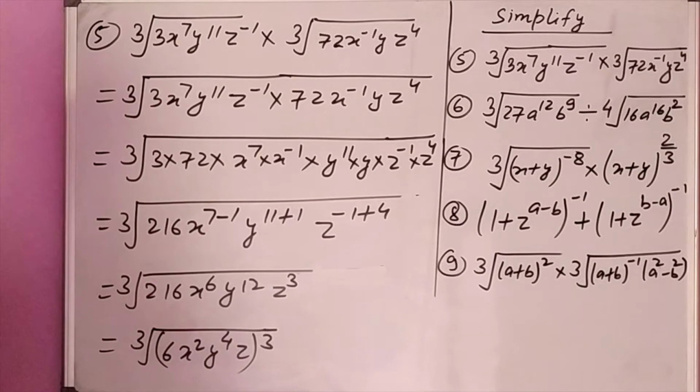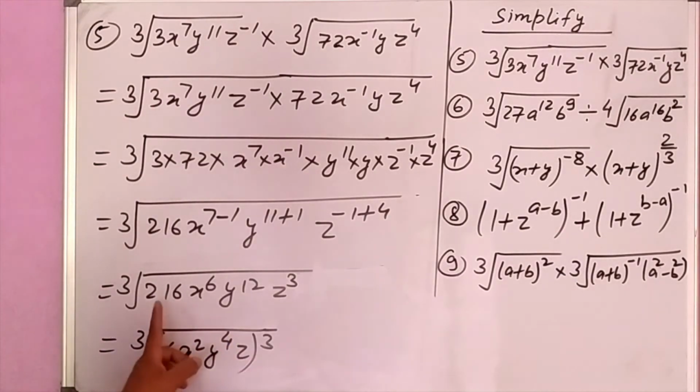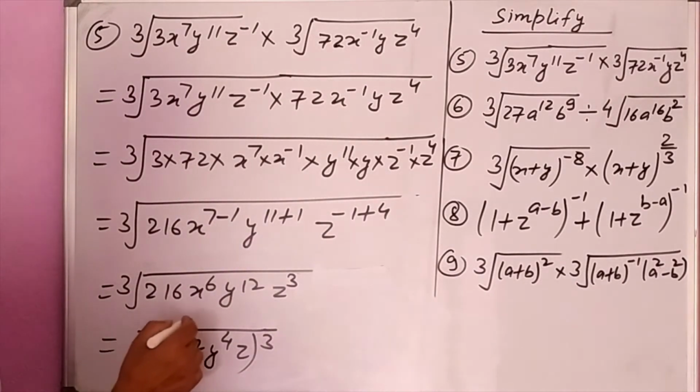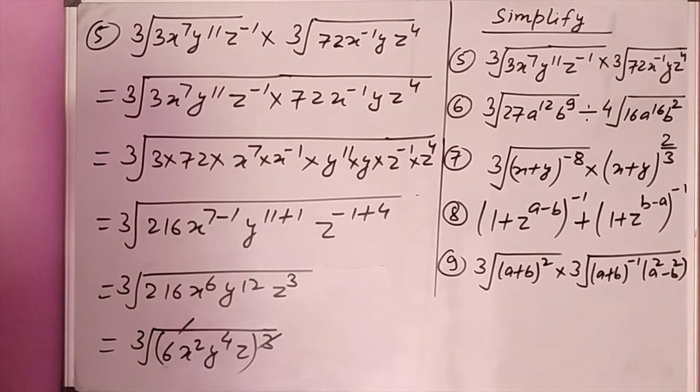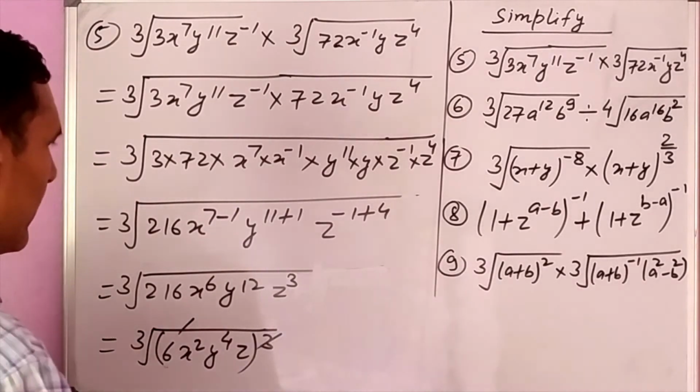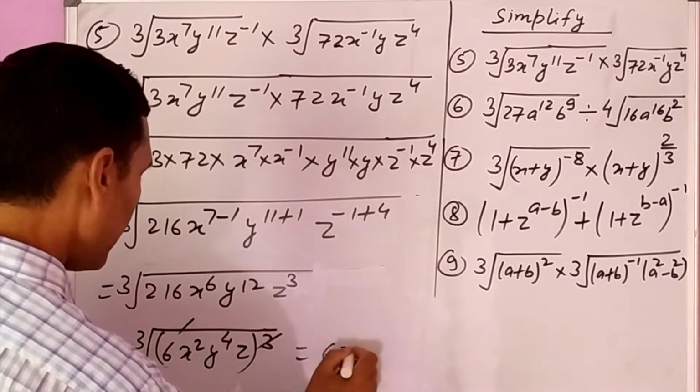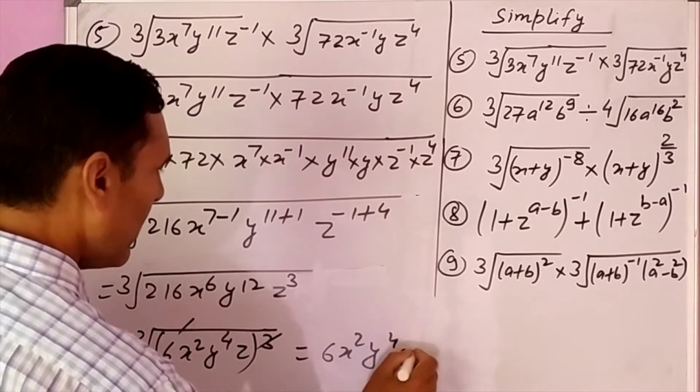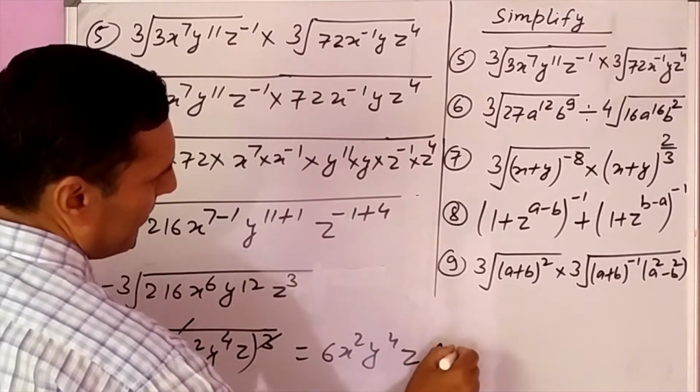Look here now. Because cube of 6 is 216, cube of x square 2 into 3 is 6, cube of y power 4, 4 into 3 is 12, and cube of z it is z cube. So that this root and power are cancelled together, it gives 6x square y power 4 z. This is the answer.